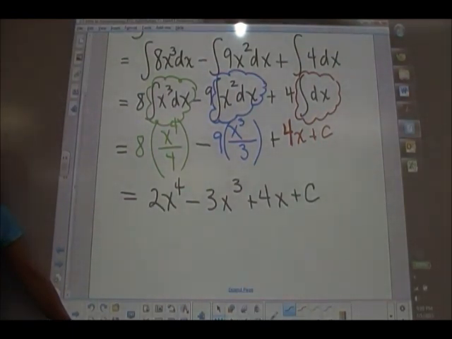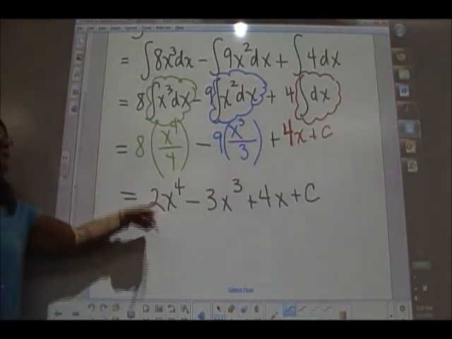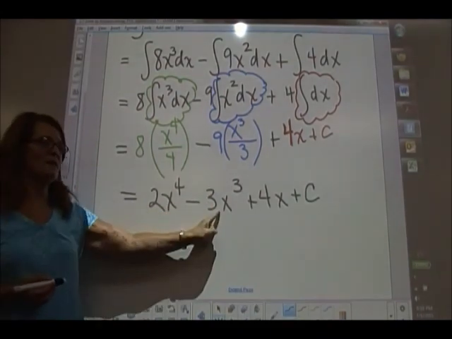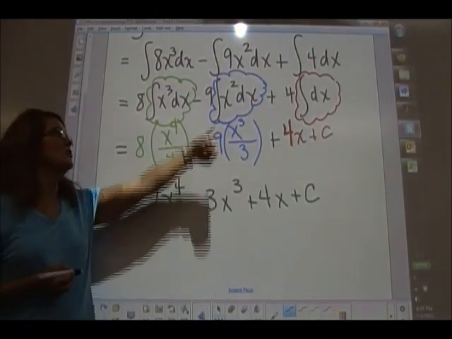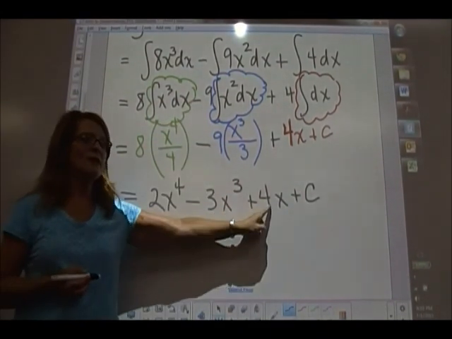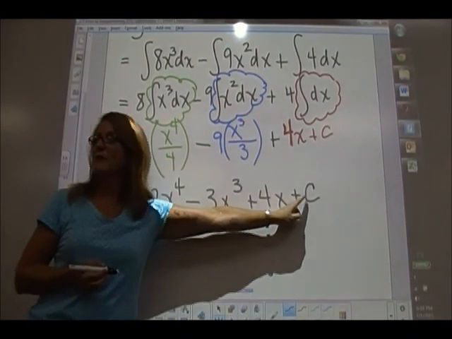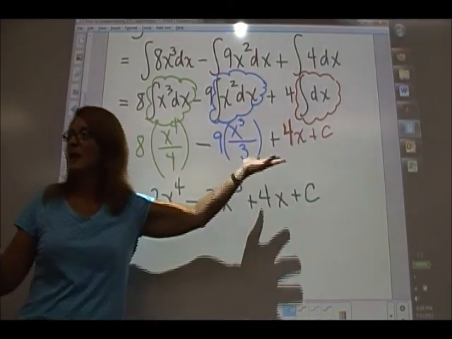How can I check it? You take the derivative. The derivative of this is 8x cubed. I had an 8x cubed. The derivative of this is negative 9x squared. Sure enough, that's what I've got. The derivative of 4x is 4, and the derivative of c is 0.